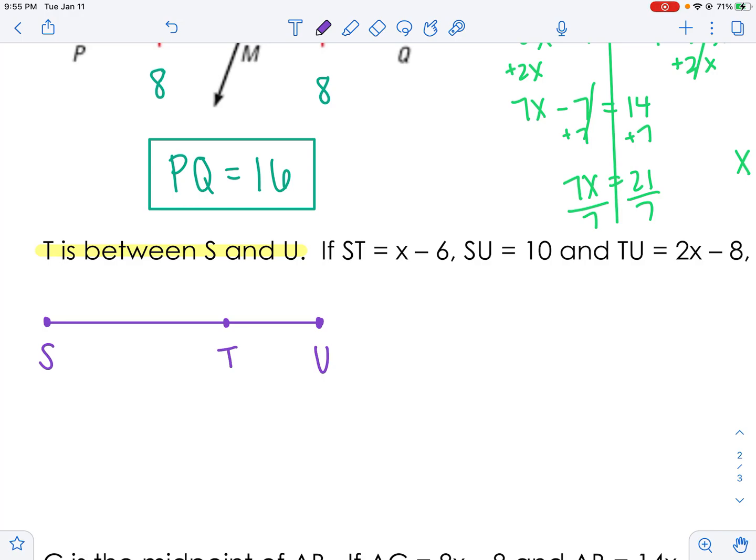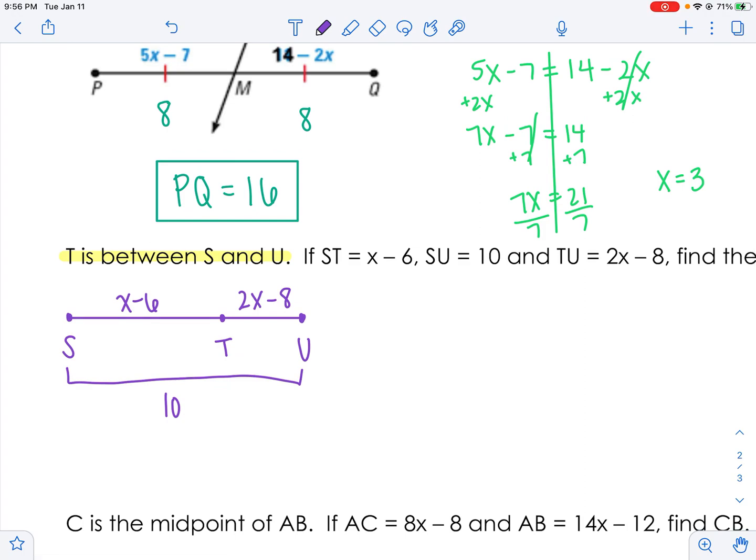And now I'm going to read my information. From S to T is x minus 6. So from S to T is x minus 6. From S to U, so that's the whole piece, from S to U is 10. And then from T to U is 2x minus 8.